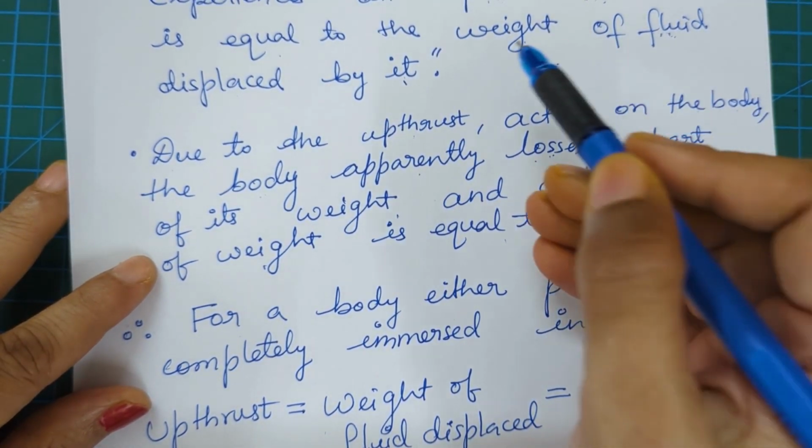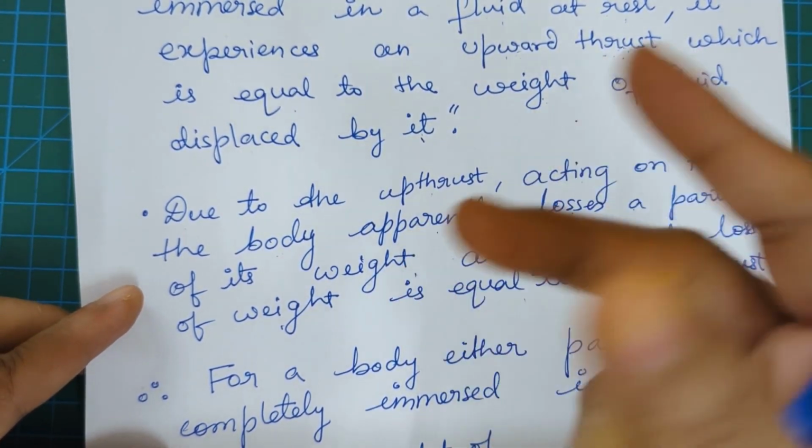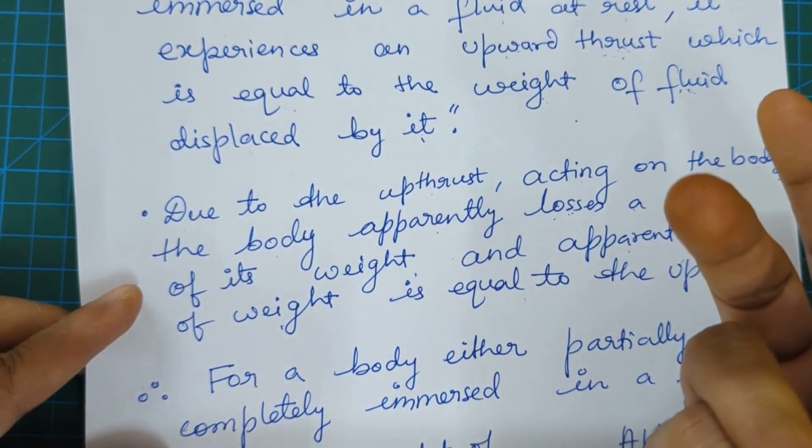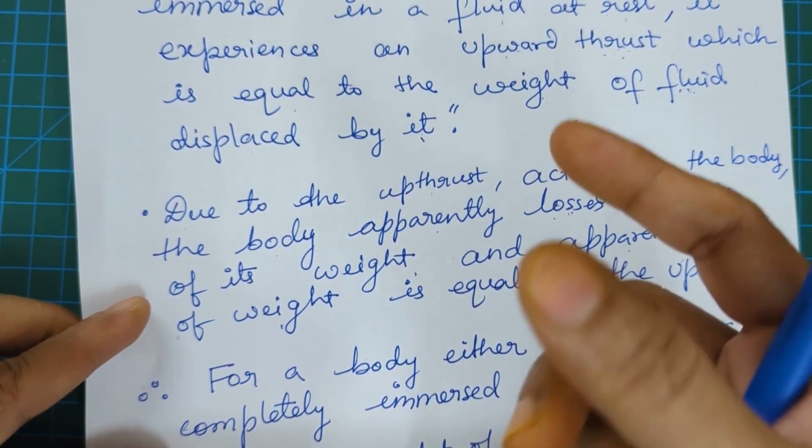First technique is, you have to find the weight of the liquid displaced. Whatever is the weight of liquid displaced is equal to the amount of upward thrust that object experienced.